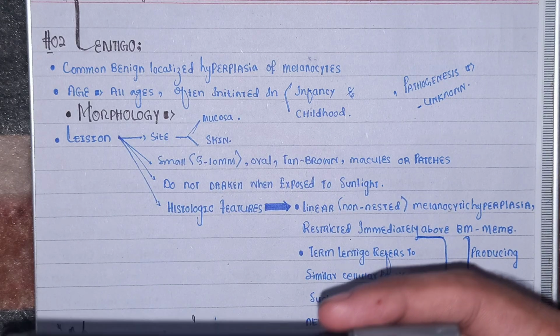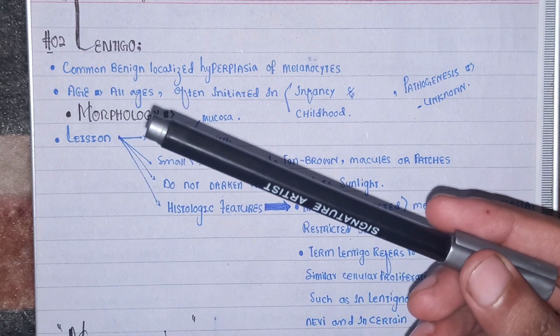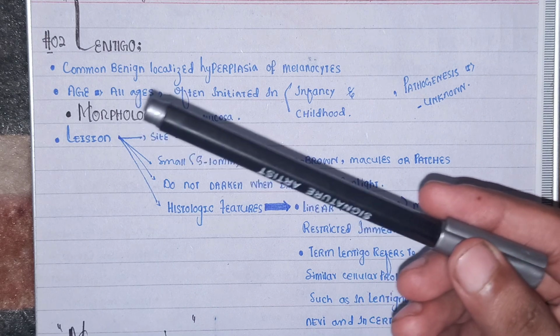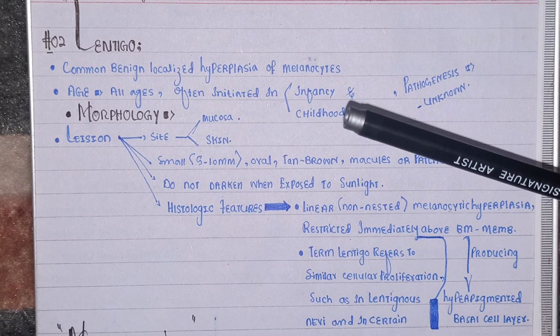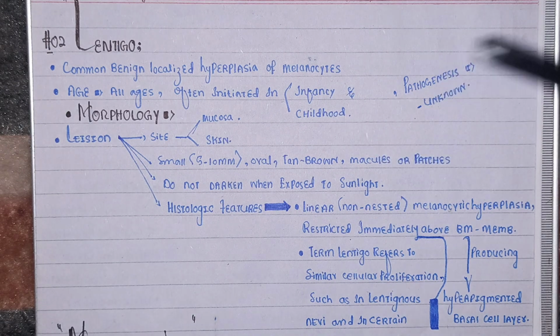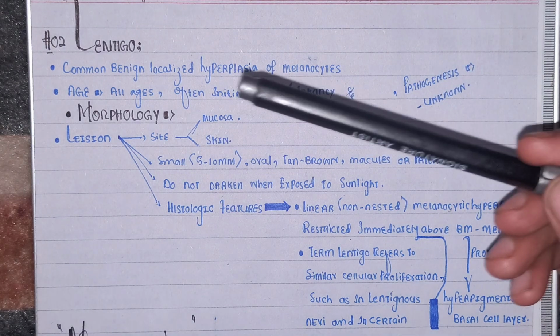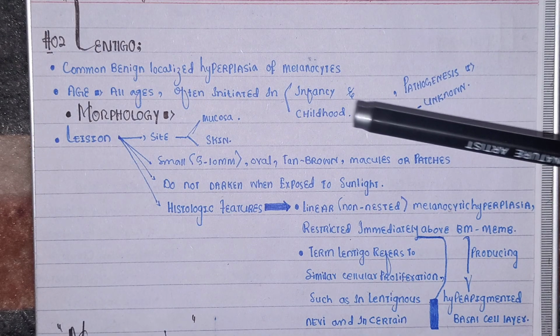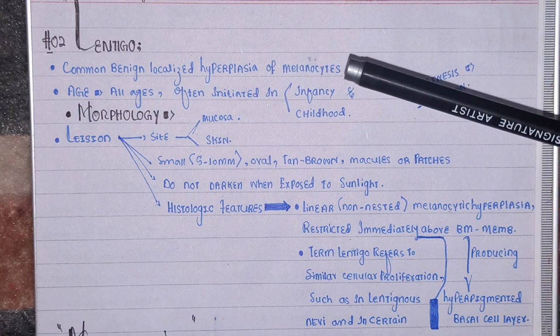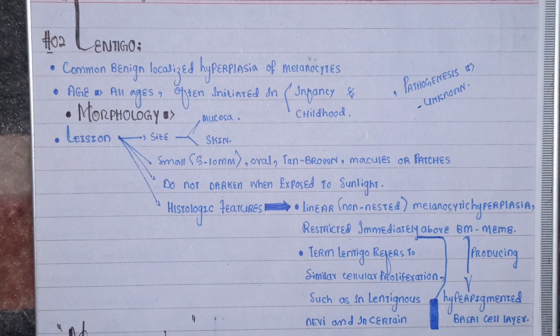Freckles were really common in children. Lentigo can occur at all ages. They are initiated mostly in infancy and childhood, by the way. The pathogenesis is not clear. Why is there hyperplasia of melanocytes? It is not really well known, but there is just hyperplasia of melanocytes, that is, the number of melanocytes is increased.